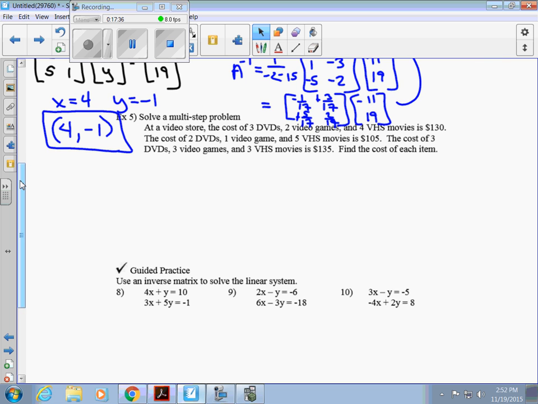We can do the same thing with example 5. It says solve a system or multi-step problem. So at a video store, the cost of 3 DVDs and 2 video games and 4 VHS movies is $130. So 3 DVDs, 2 video games, and 4 VHS movies is $130.